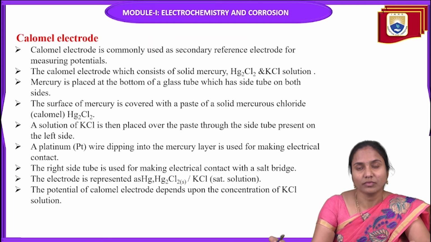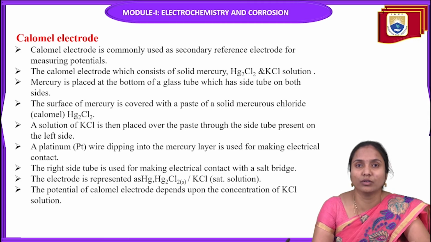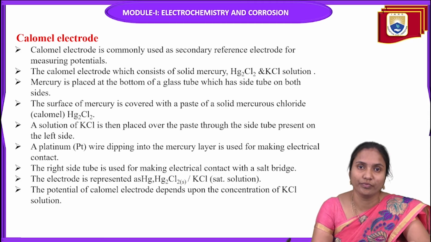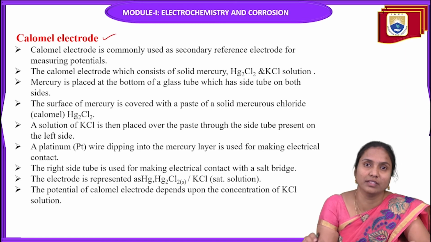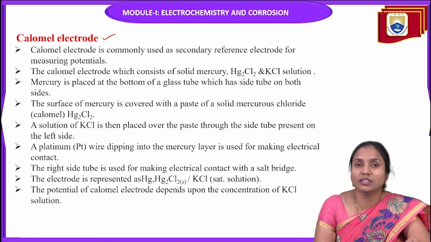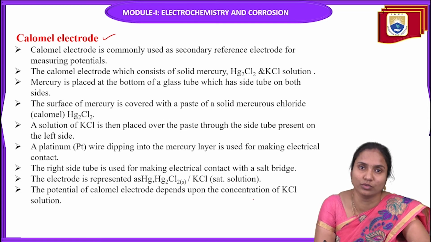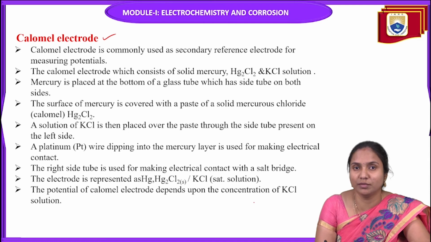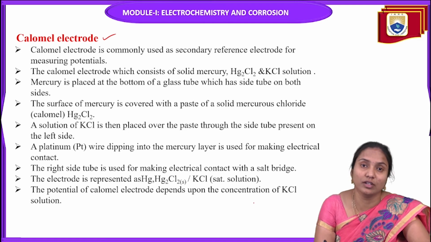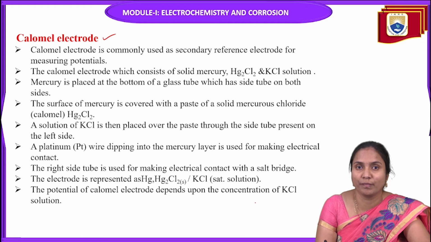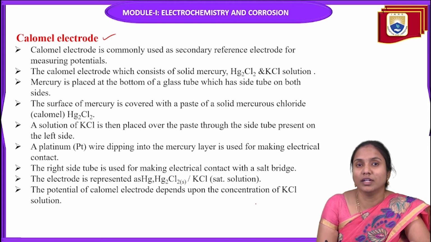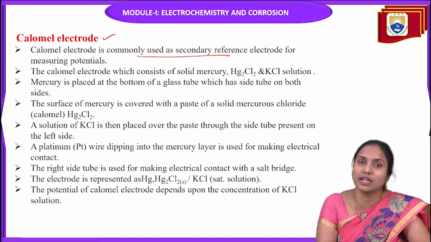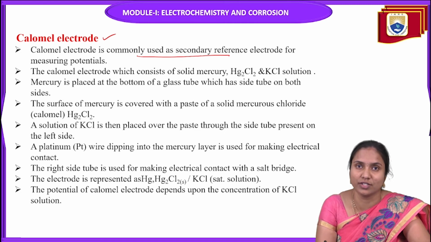Now let's discuss the Calomel electrode. The Calomel electrode is a secondary reference electrode. This electrode is mainly used for determination of electrode potentials of other, unknown electrodes, and also for determination of pH. It is commonly used as a secondary reference electrode and for measuring electrode potentials.